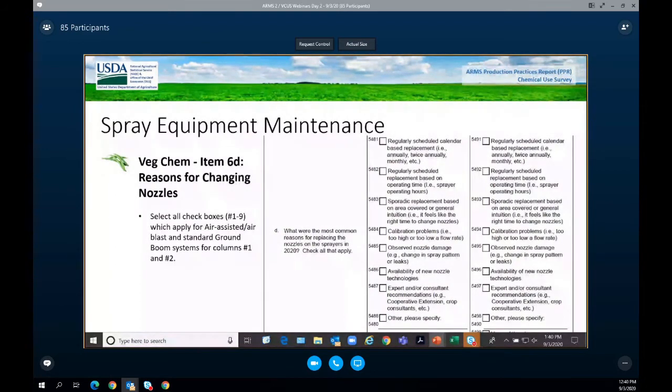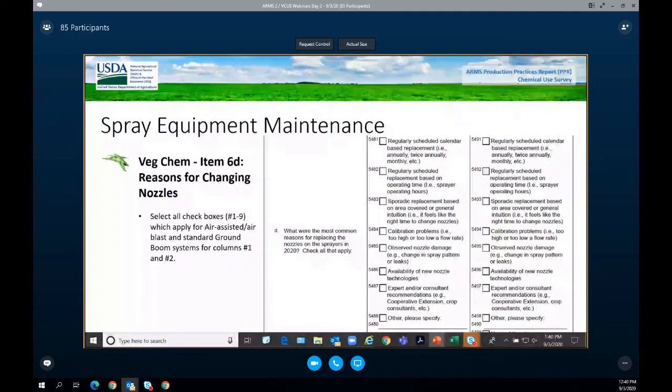Sporadic replacement could be just based on a change in the area that you're covering, like sensing that your calibration is off, or maybe just an intuitive sense that something's not quite right. Or explicitly a calibration problem that you can measure. Too high or too low flow rate might drive a nozzle change. Observed nozzle damage is very common. You'll be going through a field and look back and can see a change in the spray pattern, or something's throwing out droplets that are way bigger, or you even have like a hose or something going full flow, like a steady stream of insecticide instead of a spray pattern.